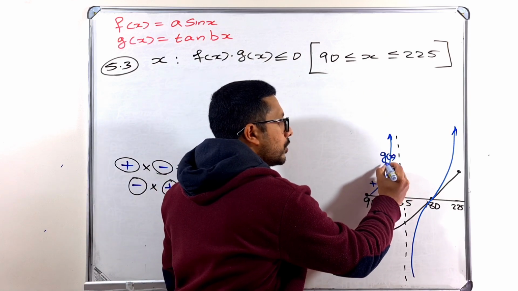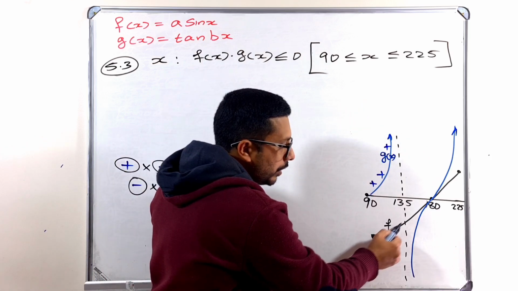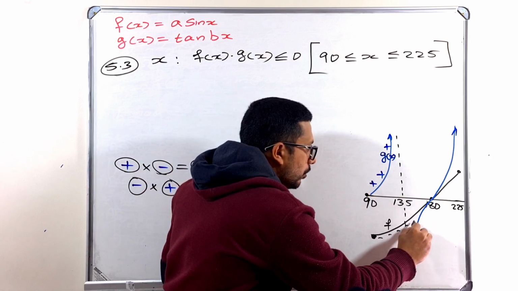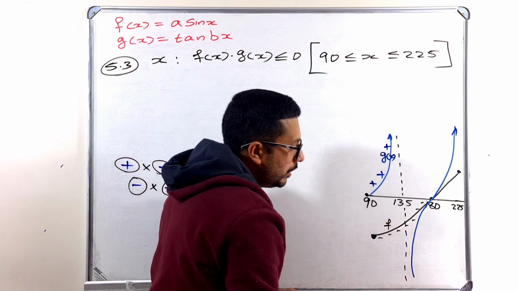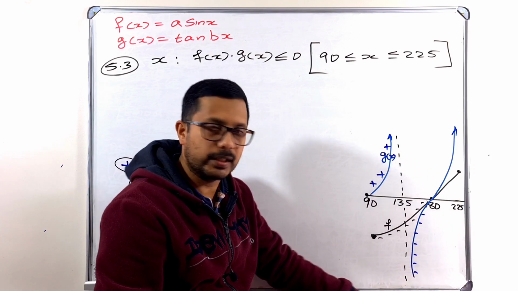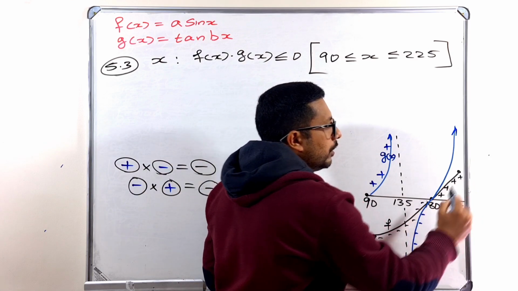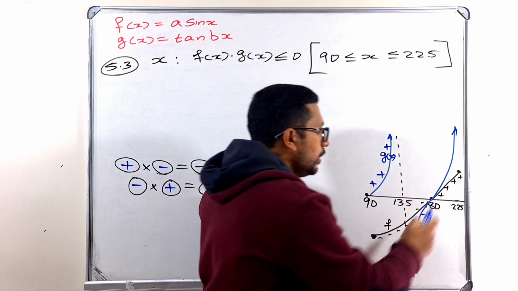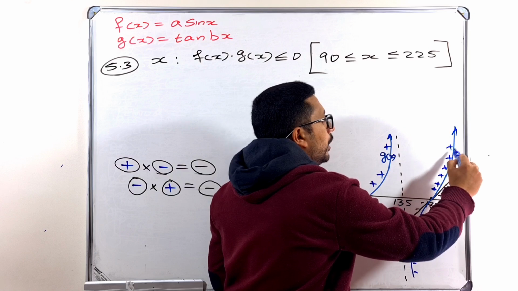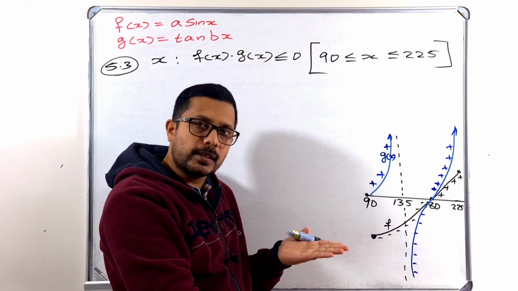All this part is positive. Why? Because it is above the x-axis. And here you can see that the graph is below the x-axis, so here it is negative. All of this is negative. And even in this graph, here it is negative, because it is below the x-axis. But here this one is positive, because it is also above the x-axis. So if a graph is above the x-axis, it is positive; below the x-axis, it is negative.